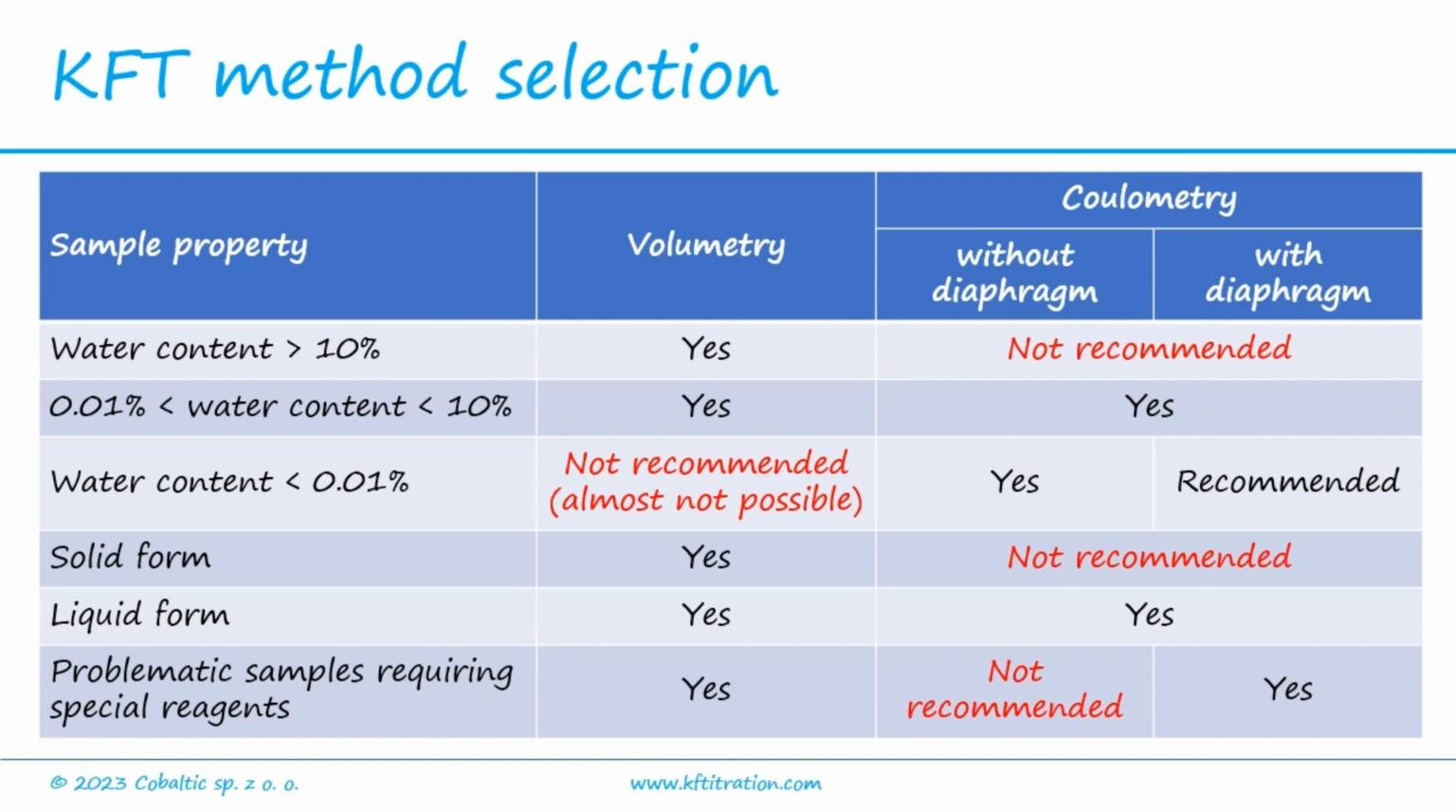But if you have a generator electrode without diaphragm, you should not use any reagents with a special composition, as you will get incorrect results. So each method has some limitations in use. That is why you should always analyze the properties of your samples before choosing a method and before buying a titrator.